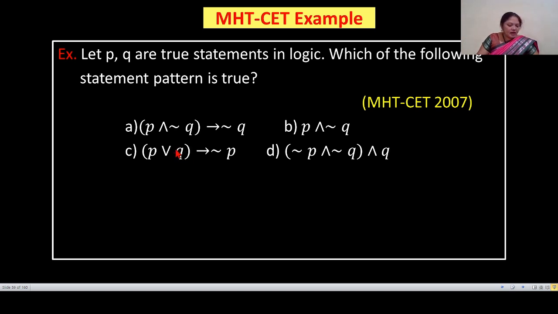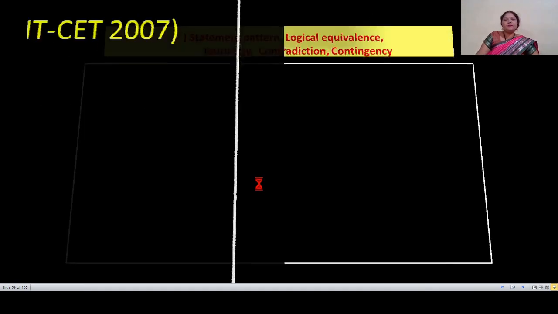So students, you have to solve this example. The answer of this example is A. A option, P and negation Q implies negation Q.